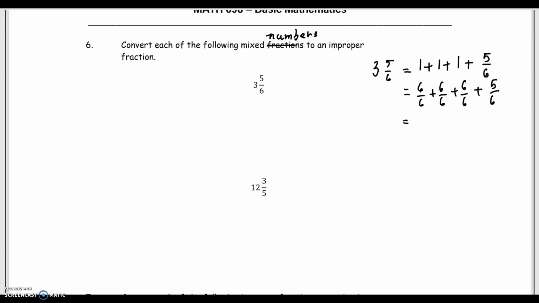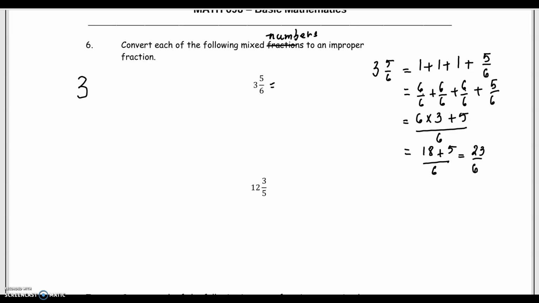So if we are going to add all these, it'll be 6 plus 6 plus 6, which is 6 times 3, 18 sixths, plus 5 more over 6. So we are counting the total number of sixths, which is 18 plus 5 over 6, which is equal to 23 over 6.